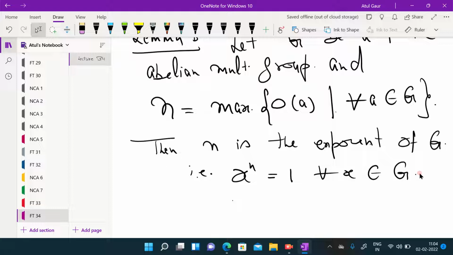Because if you look at this, n is the maximum of order of a for all a in G, that means you have an element of order n in G. Is that fine? So suppose a is that element, order of a is n. So the exponent cannot be smaller than n, because a power m cannot be equal to 1 for all m strictly less than n. Is that fine? So naturally, if I prove that x power n is 1 for all x in G, then this n will be the least such.